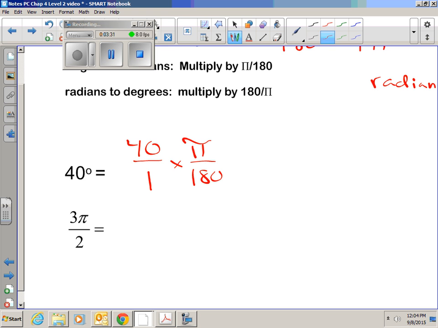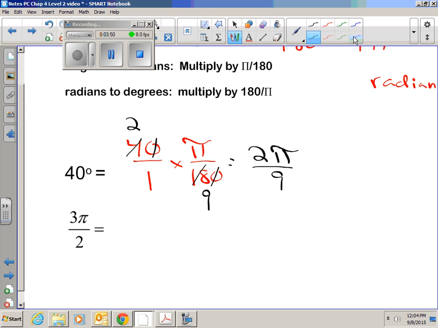So what happens here, let's do some canceling. I'm going to cancel my zeros. I'm going to cancel my 4 with my 18 and get 2 and 9. So 40 degrees is equal to 2 pi over 9 radians.